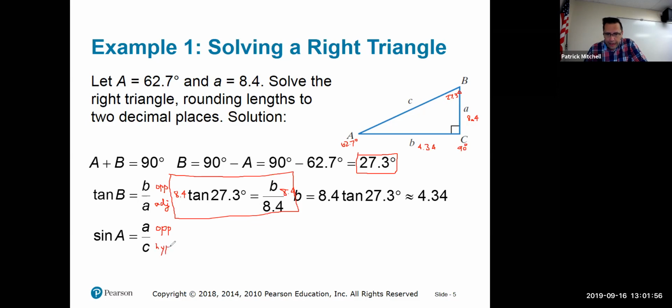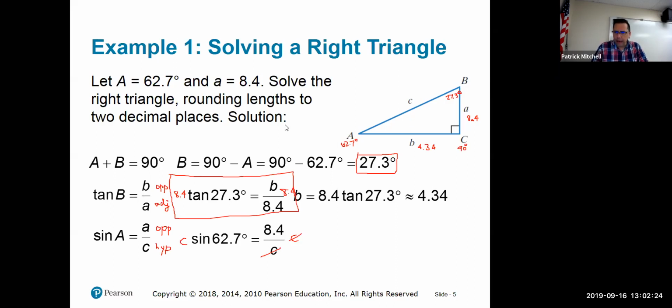Okay, and we know that side A is 8.4, and we know that angle A is 62.7 degrees. So if we fill that in, the sine of 62.7 degrees is equal to 8.4 divided by C. So now what I'm going to do is multiply both sides by C. That'll get rid of C. And then we're going to have to divide both sides by the sine of 62.7 degrees.